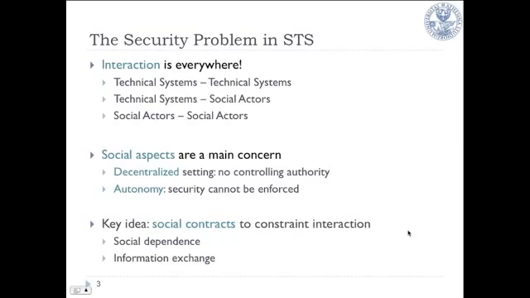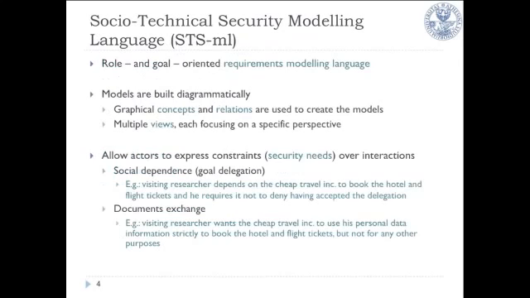The key idea of our language is that we use social contracts to constrain interaction. Interaction mainly occurs in two ways: social dependence, as you saw, and, when socially relying on others, very often the different components also exchange information, and information can be prone to many security issues. So the language is the socio-technical security modeling language. Briefly, we refer to it as STS-ml.